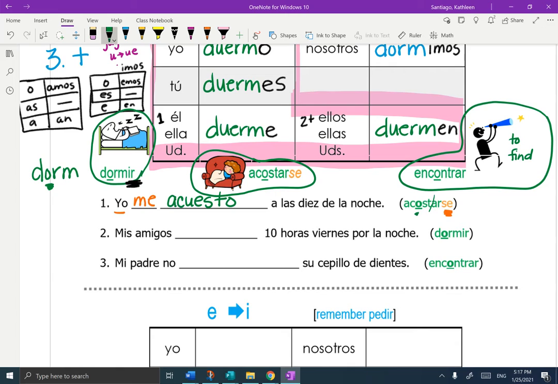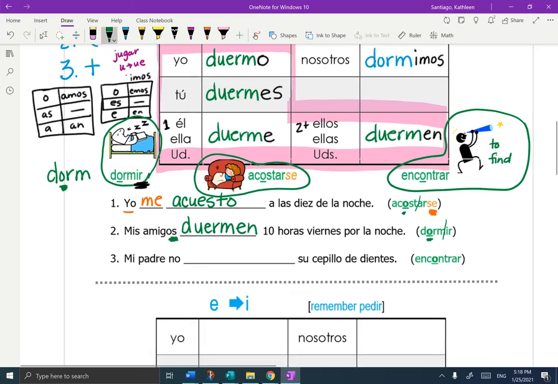Número 2. Mis amigos blank 10 horas viernes por la tarde. Dormir. Chop, change, add. I'm going to chop, change, and then add the ending. So, dorm becomes duerm. This is an IR verb, and I'm talking about amigos, plural. So I'm going to take the ending en. Mis amigos duermen 10 horas viernes por la noche. Muy bien, that's O to UE.